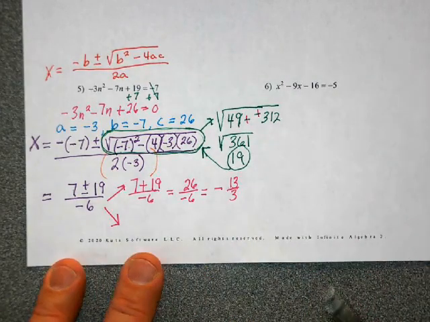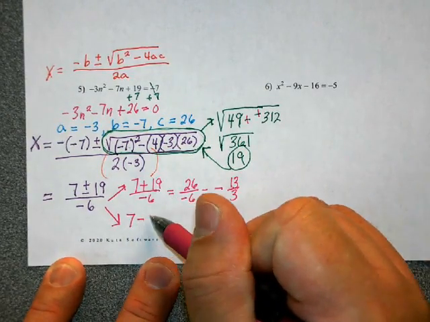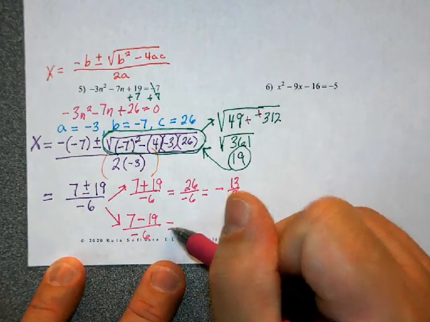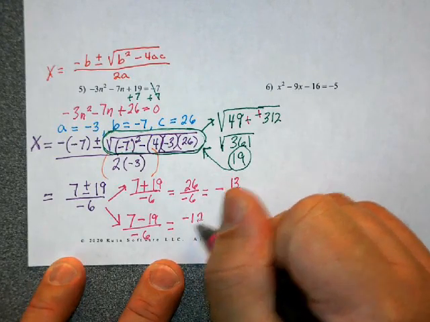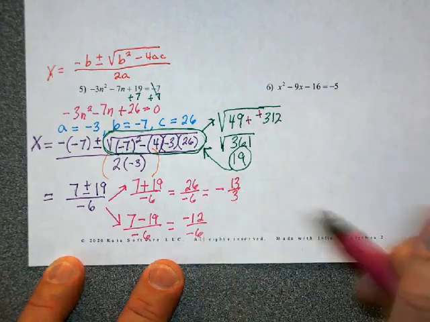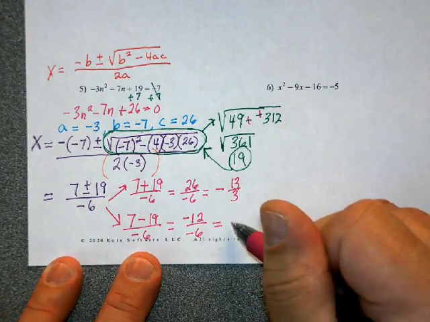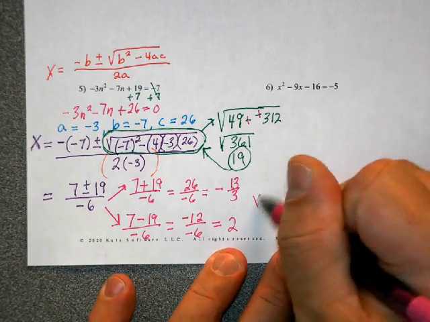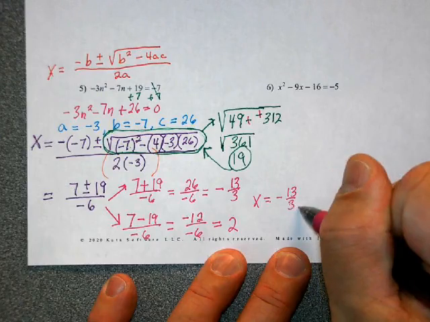And then the other one, 7 minus 19 divided by -6, right? 7 minus 19 is -12 divided by -6. -12 divided by -6 is +2. Okay, so my x-intercepts are -13/3 and +2.